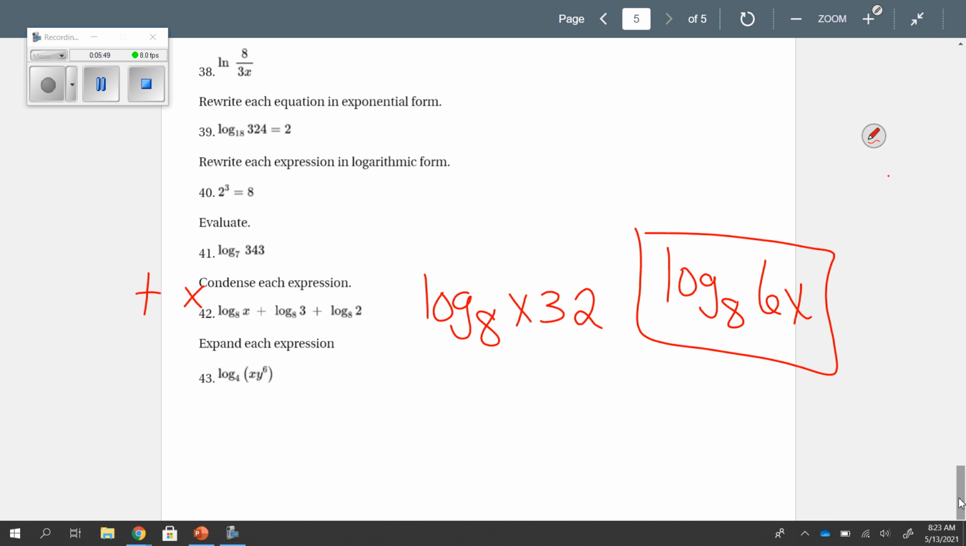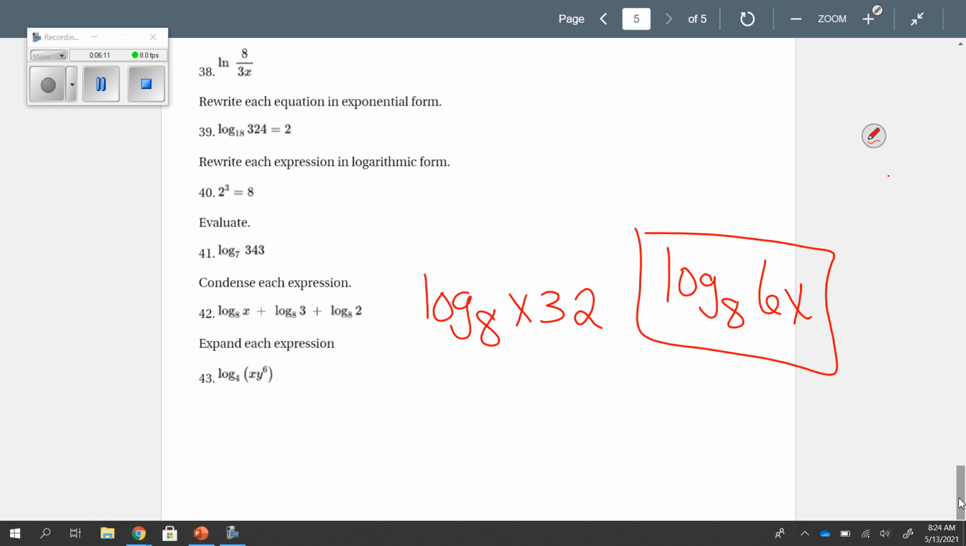All right, you know to just put everything together. They're right next to each other because we're multiplying. Plus really means multiply. So x times 3 times 2. Don't get confused and think that was the power rule. The numbers would have to be in front of the log for it to be the power property.